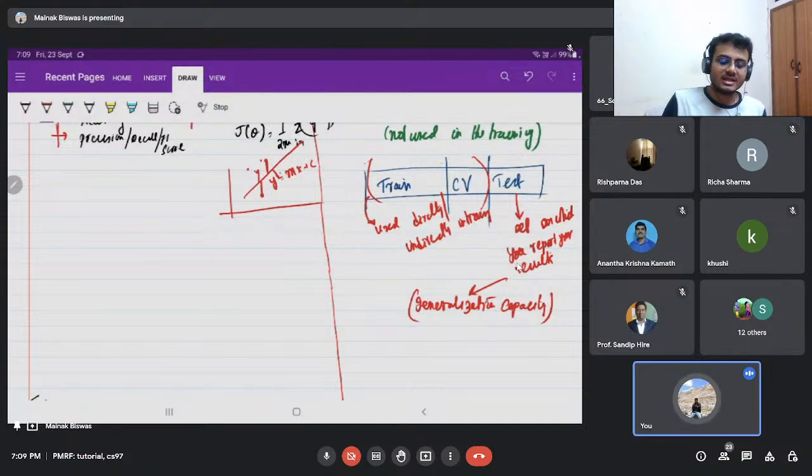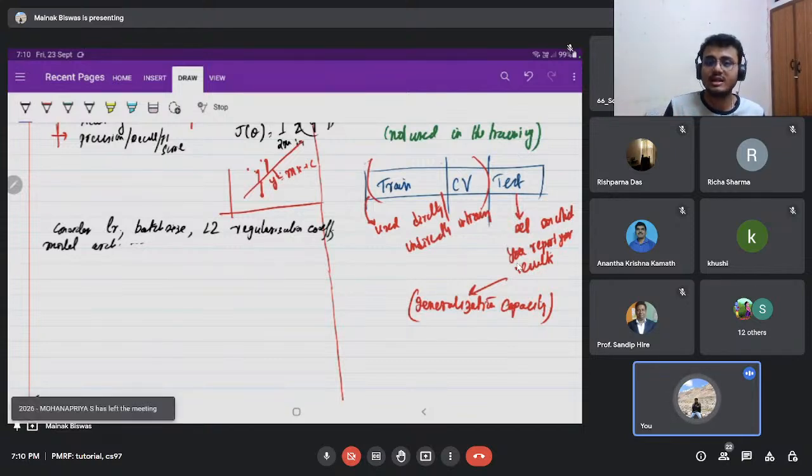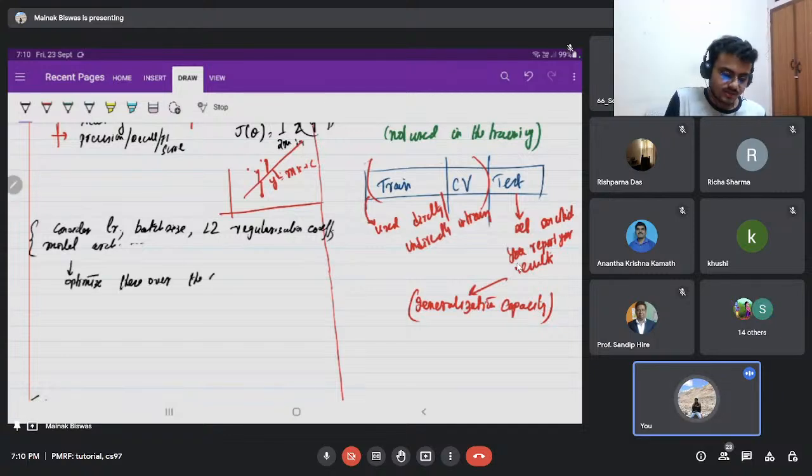Now, what are the practices that you need to follow? Consider learning rate, and then things like batch size. I'll come to what batch size is and other things. Say the L2 regularization coefficient, model architecture, etc. All these things you cannot optimize directly using a neural network or backpropagation. These are tuned on the cross validation set.